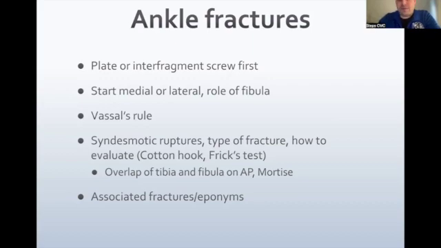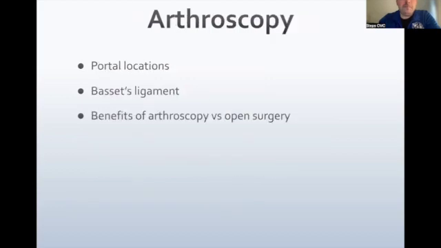Overlap of the tibia and fibula on the AP and mortise, making sure you're reviewing the measurements for those, and then always know those associated fractures that occur with ankle fractures as well, whether it's a fifth metatarsal fracture, avulsion fracture, medial malleolar avulsion, or talus fracture.